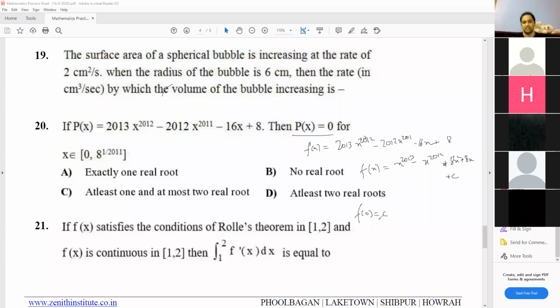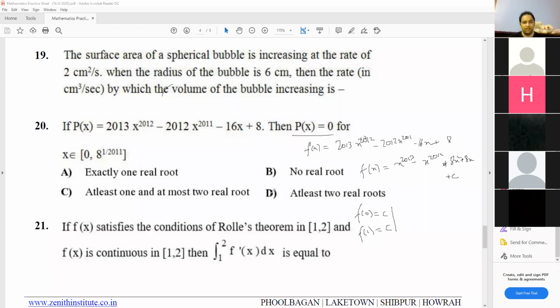राइट. अच्छा, अब थोड़ा हिट एंड ट्रायल. What would be f of 1? c. फिर से c आ गया. So from this part, what can we conclude? There is one root between 0 and 1. At least 1 root. There is definitely at least one root between 0 and 1.